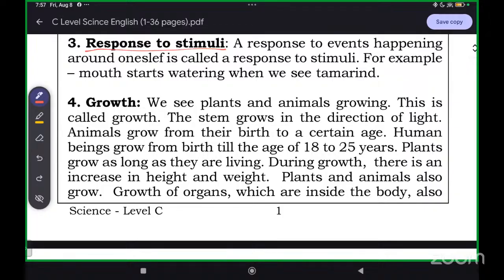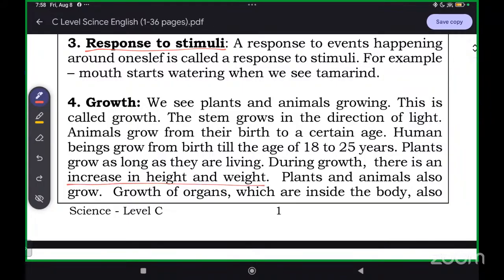Then there is growth. Another very important characteristic of living things is that living things grow. Living organisms grow. We see plants and animals growing. This is called growth. The stem grows in the direction of light. Animals grow from birth to a certain age. Human beings grow from birth till the age of 18 to 25 years. Plants grow as long as they are living. During growth, there is an increase in height and weight.